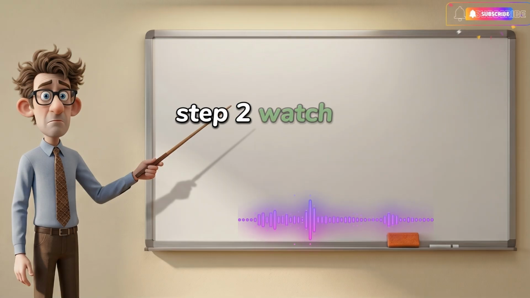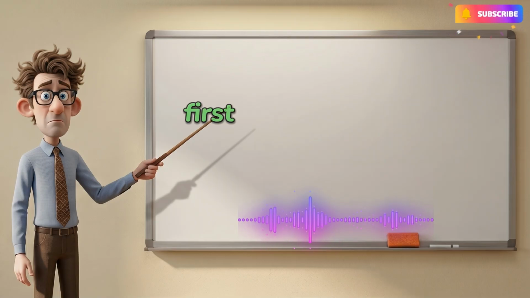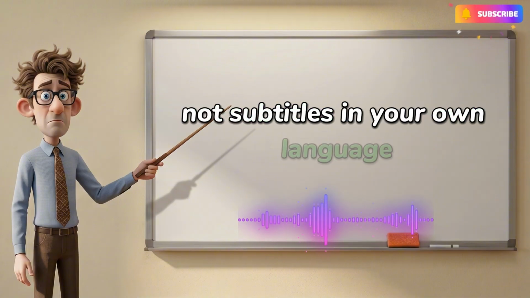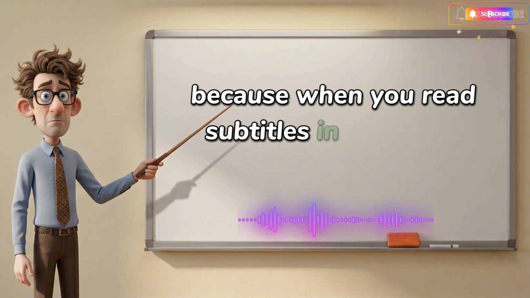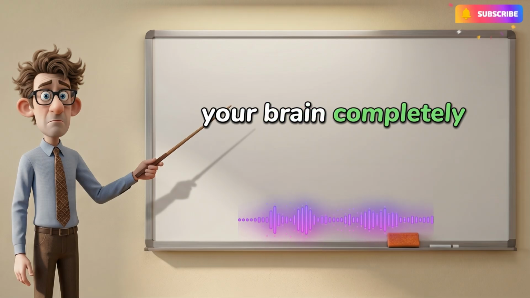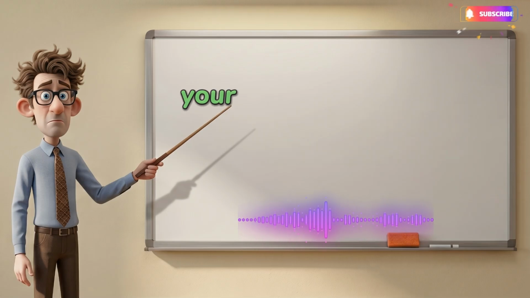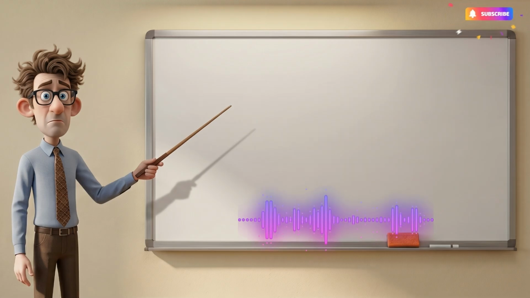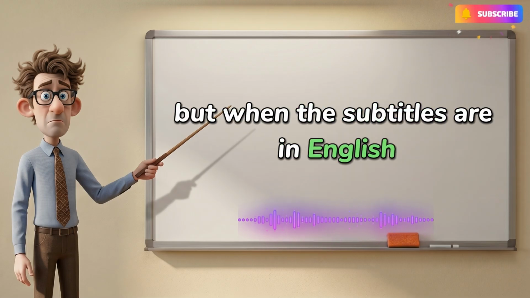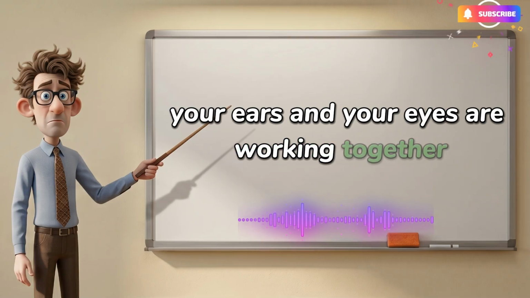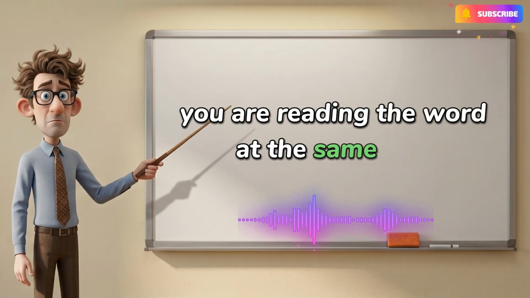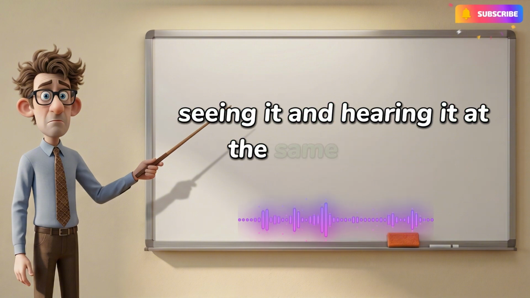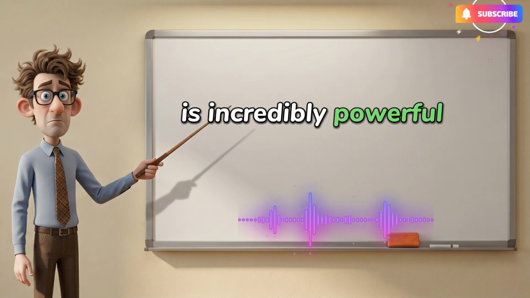Step 2. Watch with English subtitles first. Notice I said English subtitles, not subtitles in your own language, because when you read subtitles in your own language, your brain completely ignores the English audio. Your eyes do all the work and your ears go on holiday. But when the subtitles are in English, your ears and your eyes are working together. You are reading the word at the same time as you hear it, and that connection, seeing it and hearing it at the same moment, is incredibly powerful for your memory.